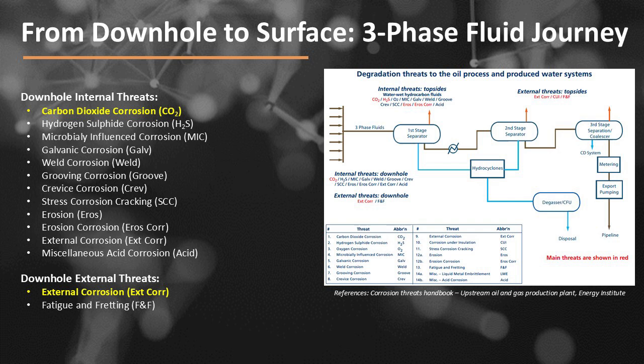Number 2 is fatigue and fretting. Fatigue refers to the progressive weakening of materials due to cyclic loading, such as pressure fluctuations or tubing movement during production and injection cycles. Fretting occurs when two contacting surfaces experience repeated relative motion, leading to surface damage and crack initiation.